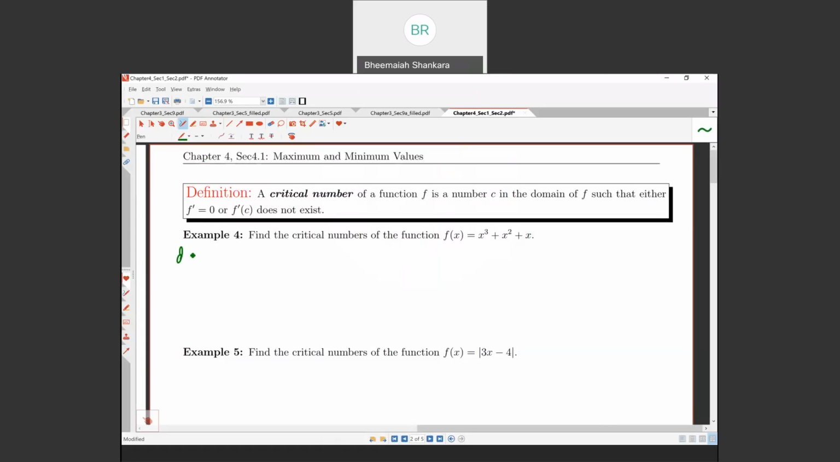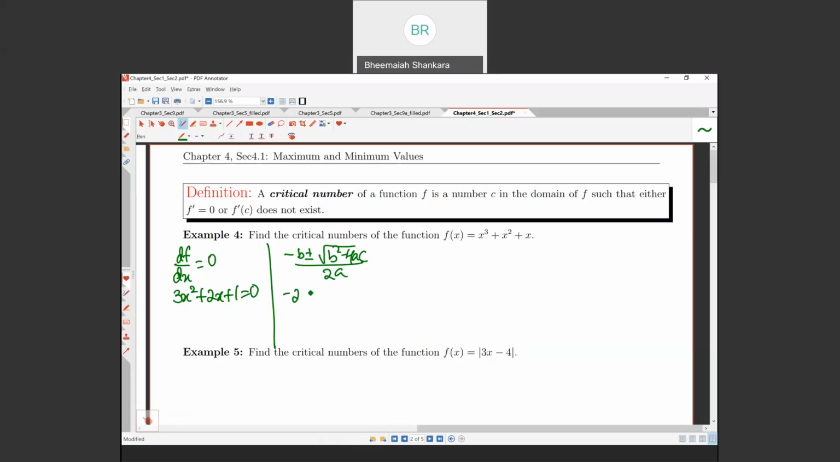So in the first step, we want to find the derivative of the function and equate it to 0. The derivative of the function is 3x squared plus 2x plus 1 equal to 0. Now that we found the derivative and equated it to 0, we try to factor. But factoring is not quite easy here because you have an irrational root. So let's use the formula negative b plus or minus square root of b squared minus 4ac, divided by 2a.